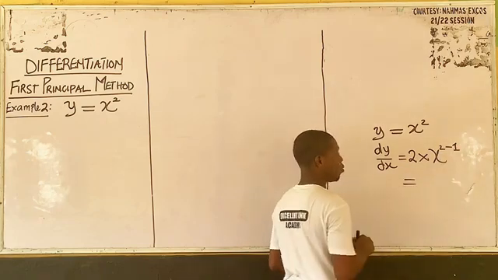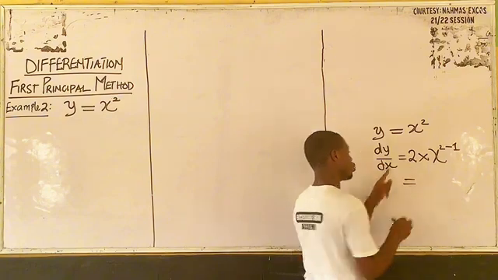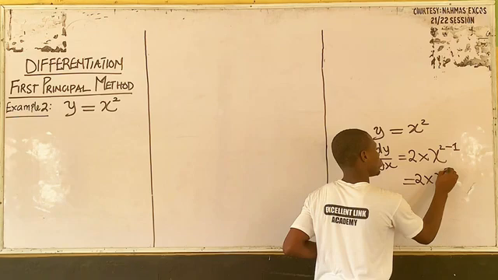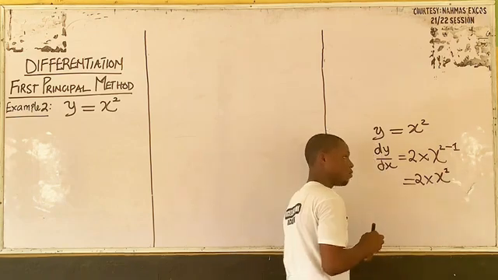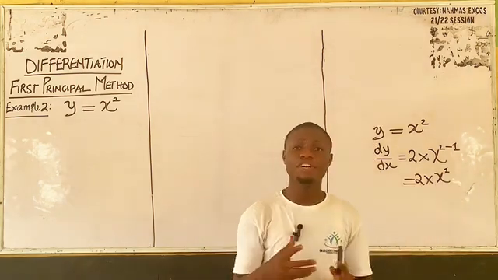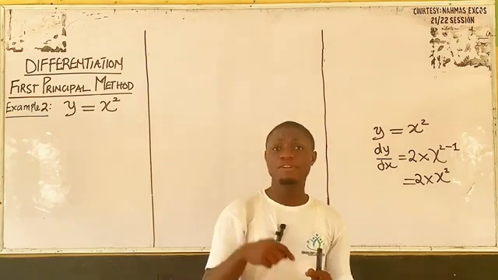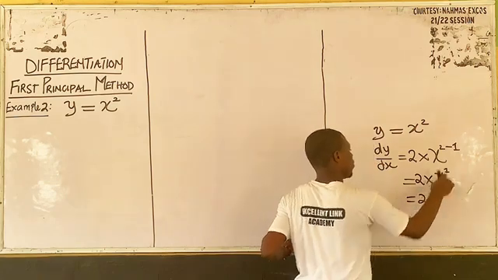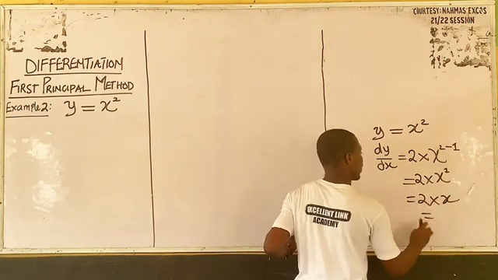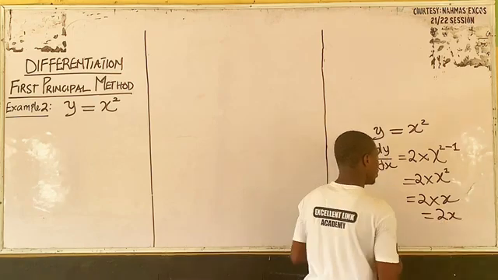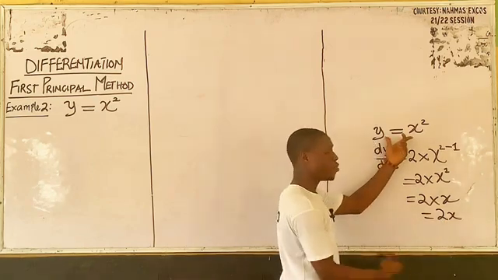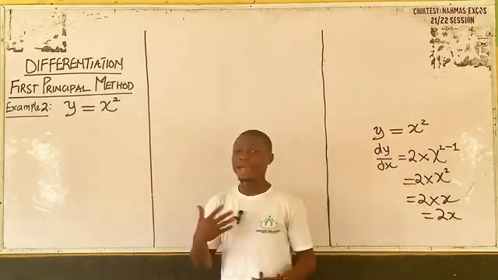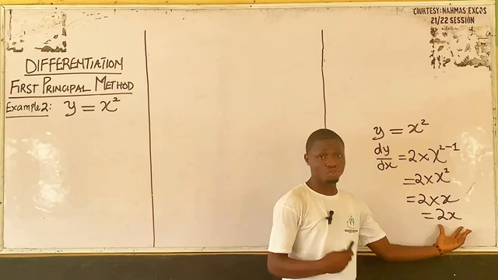If I evaluate this, I'll have that this is 2 times x to the power 2 minus 1, which is of course 1, right? And from indices, any value or variable raised to power 1 is that variable itself. So from here, I shall have 2 times x to the power 1 is x. Multiply 2 by x, I'll have 2x. Solving this problem by using the general method, I have 2x. So if I use the first principle method, I'm expected to have that same 2x.